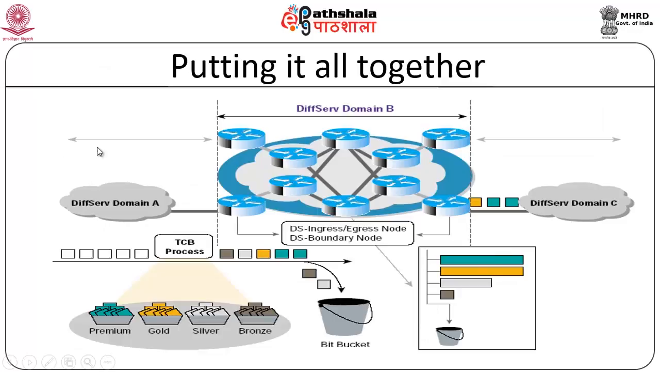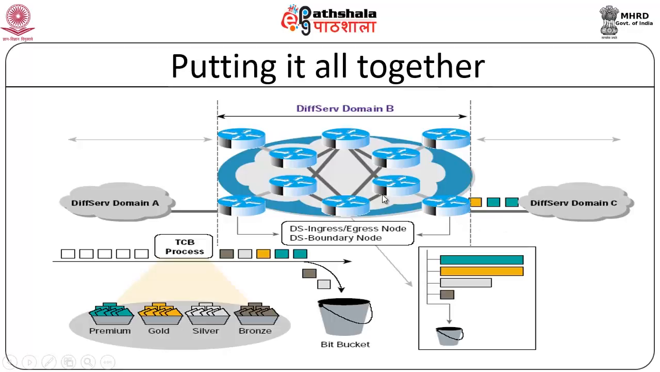So putting it all together, this is what you will have in a DiffServ network. Okay, so if I say this is a DiffServ domain A, and this is a DiffServ domain B, another DiffServ domain C. So you have packets going from one DiffServ domain to another DiffServ domain. When packets come in, they come in through the Ingress router, Ingress node. So this Ingress or the boundary node is where we have the traffic control block, which will categorize packets as premium, gold, silver, bronze, etc. Right, and it may drop it or it may forward it.